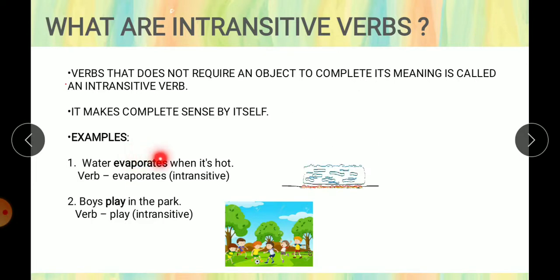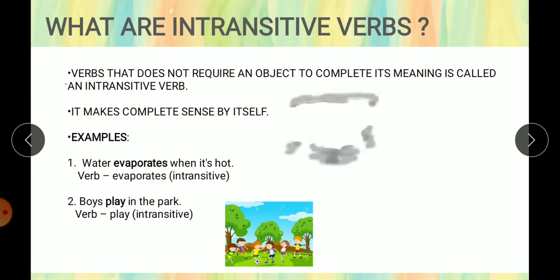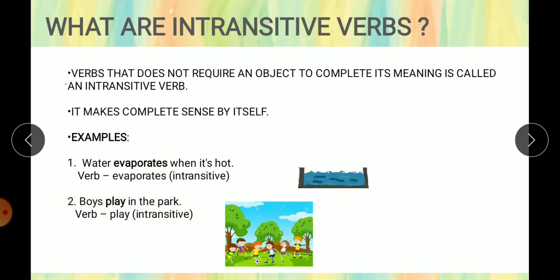Water evaporates when it's hot. So evaporates is the verb, but there is no object in the sentence, so it is intransitive. Boys play in the park. Play is the verb, but park is not an object, because we already said that to find the object we have to question whom or what. We are not supposed to question where. Where question नहीं करना है, हमें whom या what question करना है. So, boys play in the park. There is no object. So play is an intransitive verb.